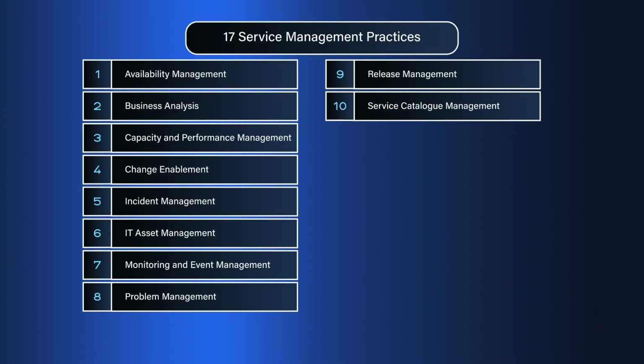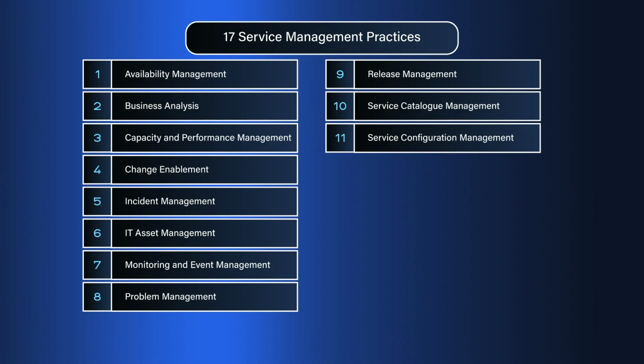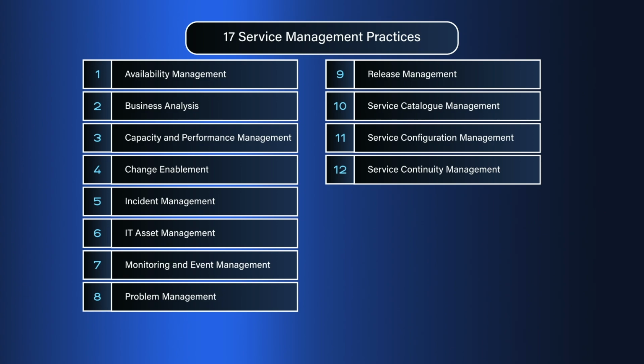After that, we have service catalog management, which helps us maintain a central source of accurate information about our available services and how users or customers can then request them. Then we have service configuration management, which helps ensure accuracy and up-to-date information about our services as well as our systems, ensuring that everything is configured correctly. Then we have service continuity management, which focuses on maintaining service delivery during and after any issues, disruptions, disasters, or incidents, ensuring that we have the appropriate recovery strategies in place.